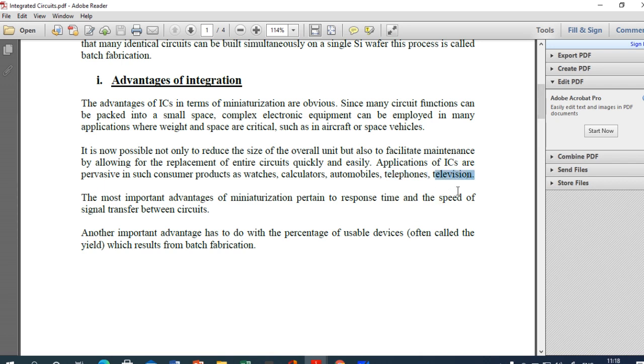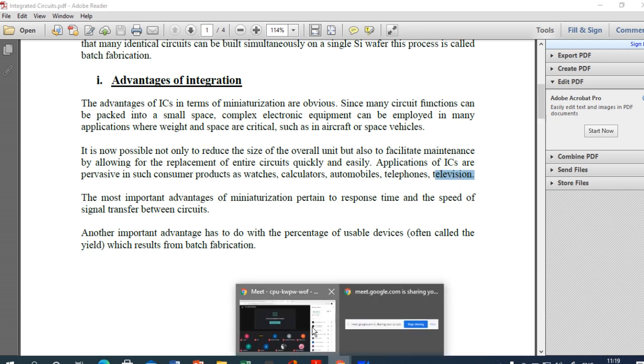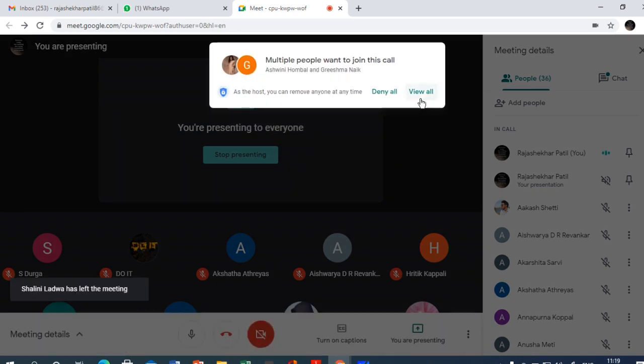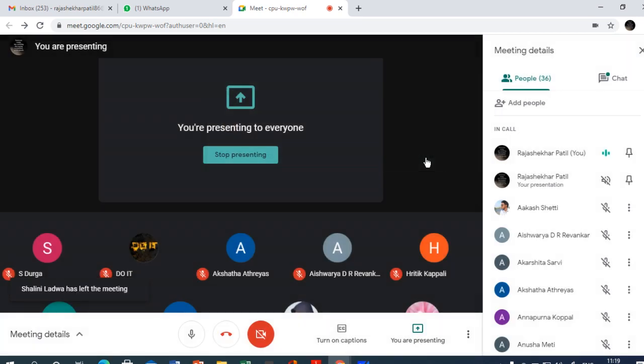TVs. Different technologies have arrived in the market, where more televisions are based on LED technology and LCD technology. All this is possible because of integrated circuits. So this is an application where we have used these ICs. Hope it is clear for everyone.